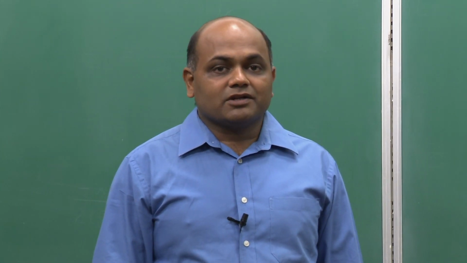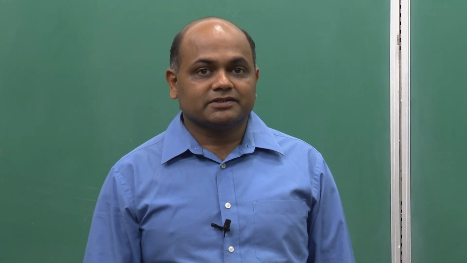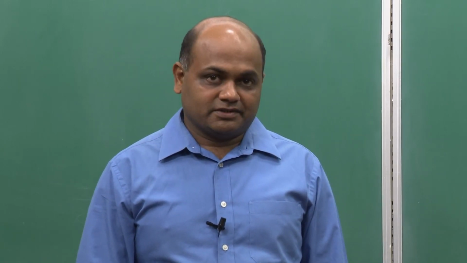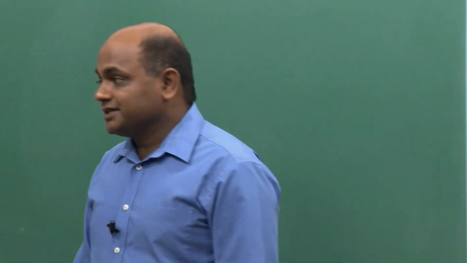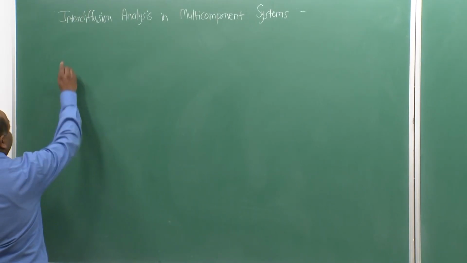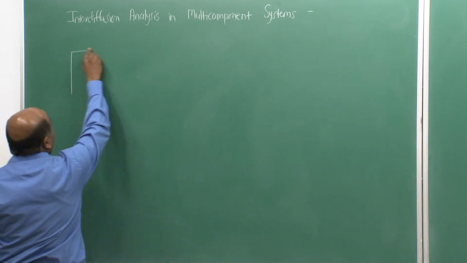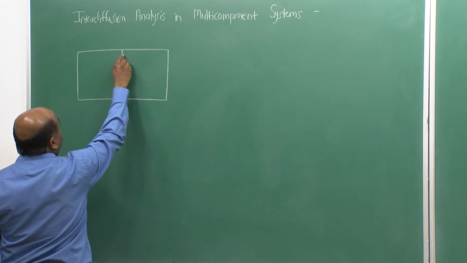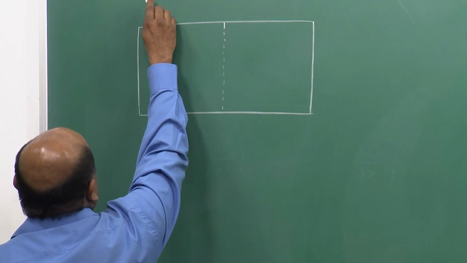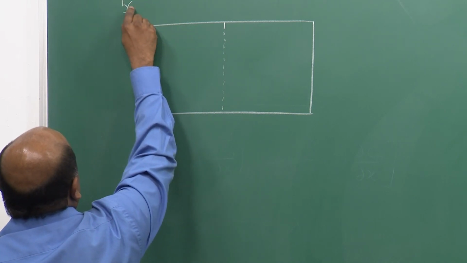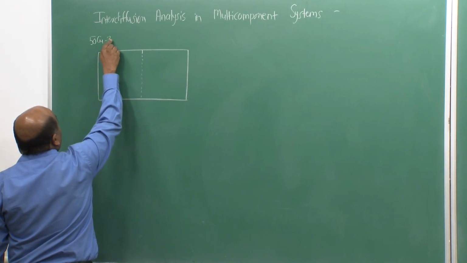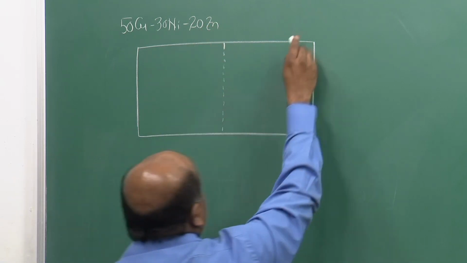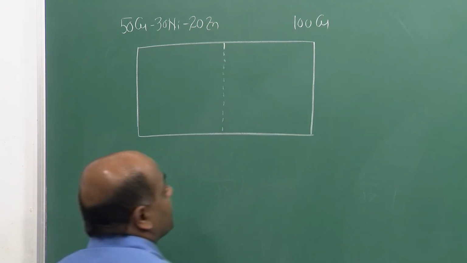So, last class we talked about interdiffusion analysis in binary systems. Today we will study interdiffusion analysis in multi-component systems. So, for example, let us consider a ternary diffusion couple. Let us say on left side we have an alloy 50 copper, 30 nickel, 20 zinc, and right side we have pure copper, that is 100% copper.